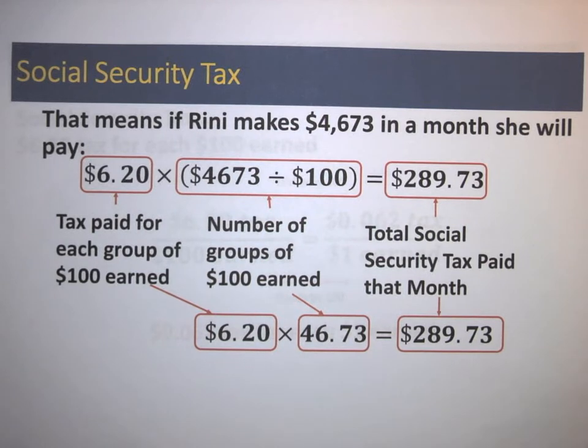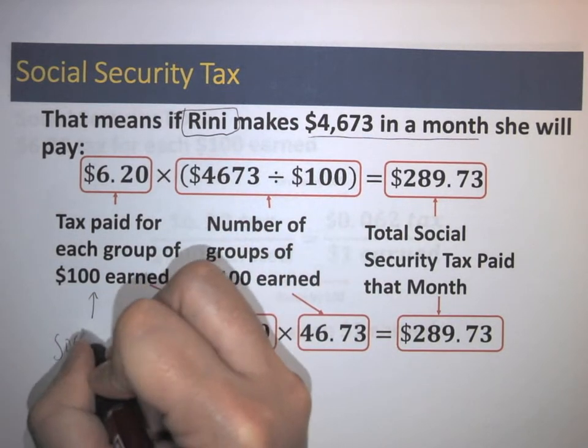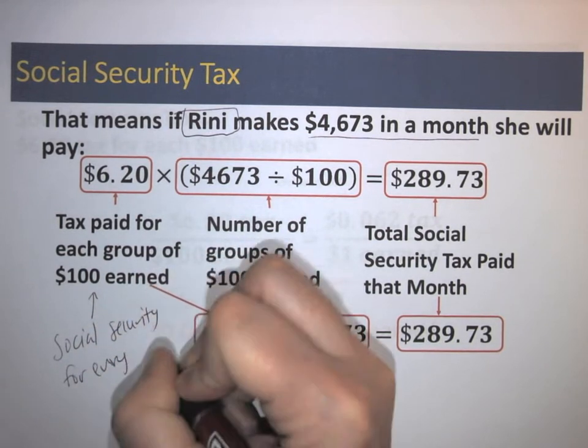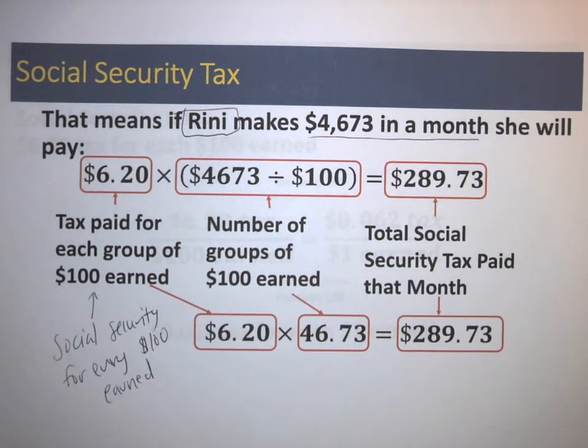So let's look at an example. So we have Renee, and she makes $4,673 in a month, which means she's going to pay $6.20 Social Security for every $100 earned. And then you want to think about, well, how many times is she earning $100? And that's going to tell you the total amount that she's going to pay.